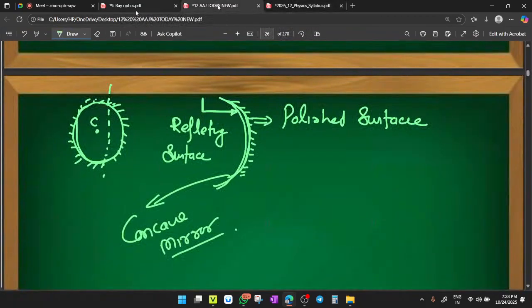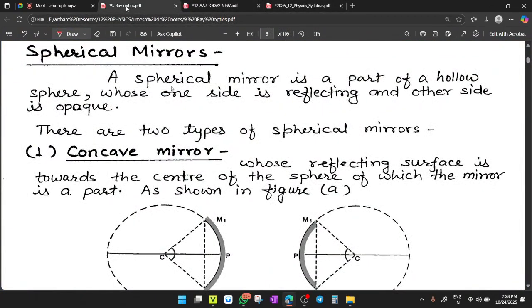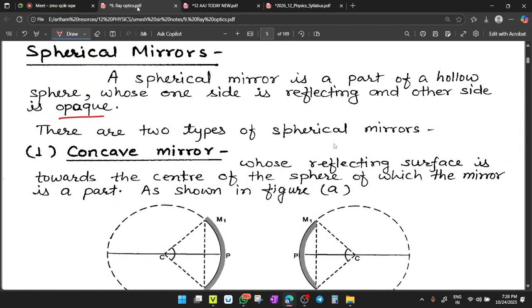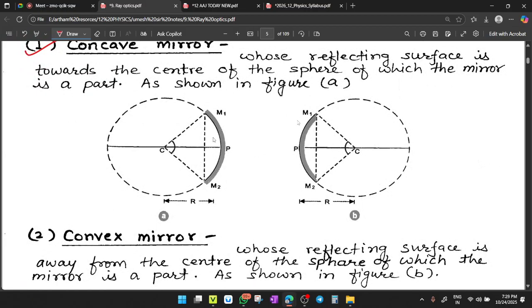Okay, so there are two types of spherical mirror. A spherical mirror is a part of a hollow sphere whose one side is reflecting and the other side is opaque. Here, one side is reflecting and the other side is opaque. This one is the reflecting side and this one is the polished side, that is opaque. Clear? There are two types of spherical mirror. First is the concave mirror. Look here, this is the concave mirror.